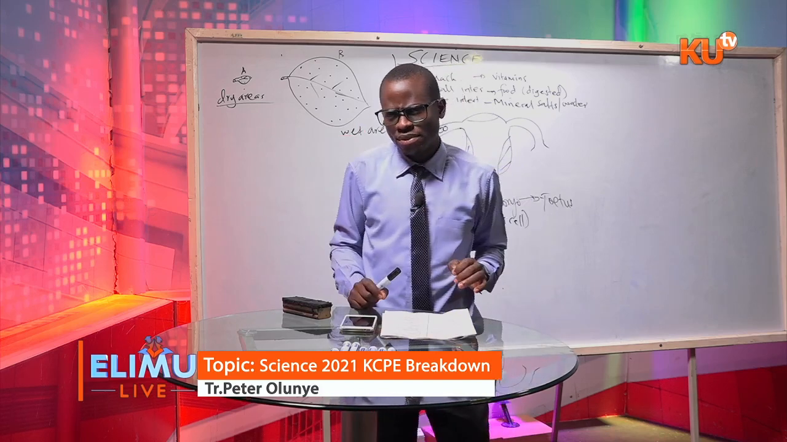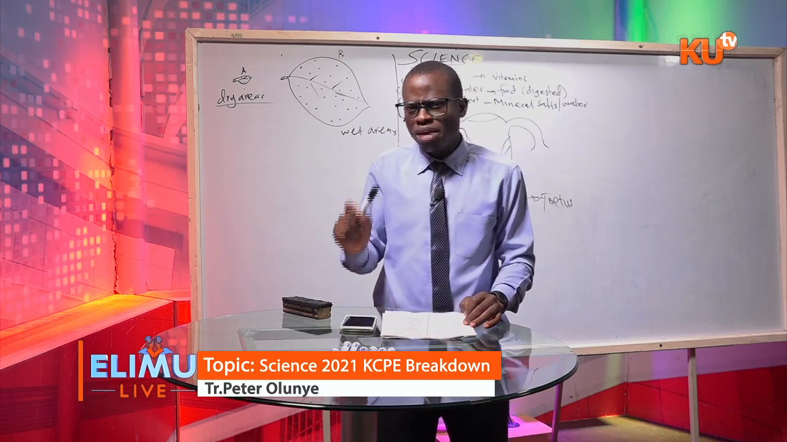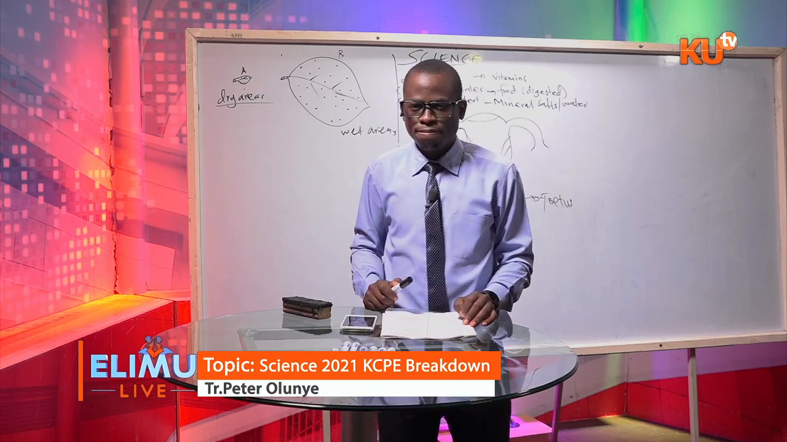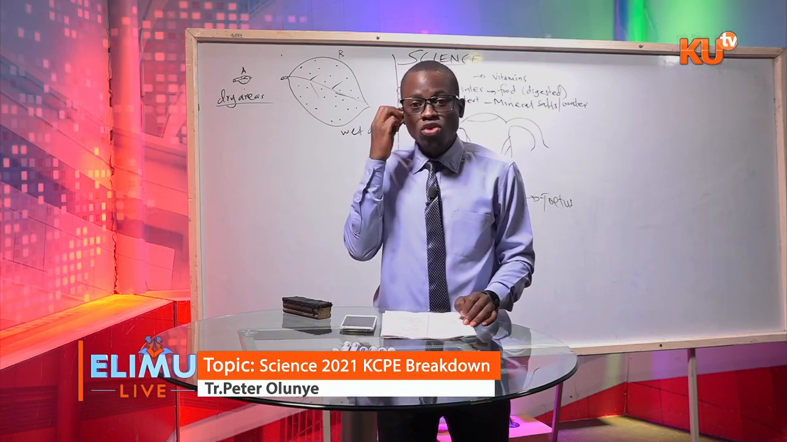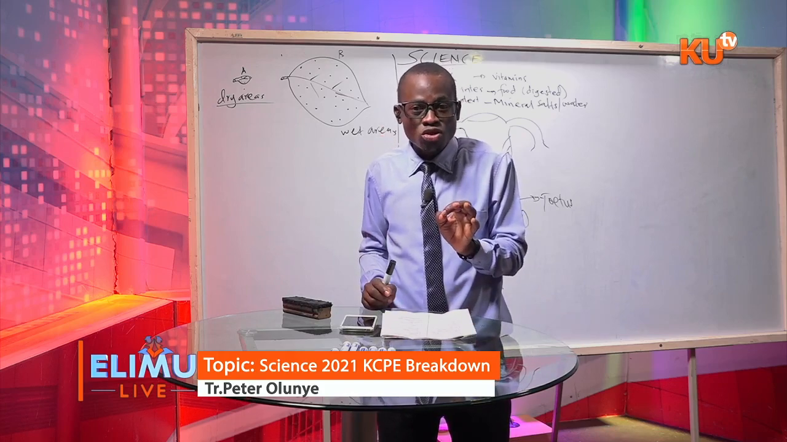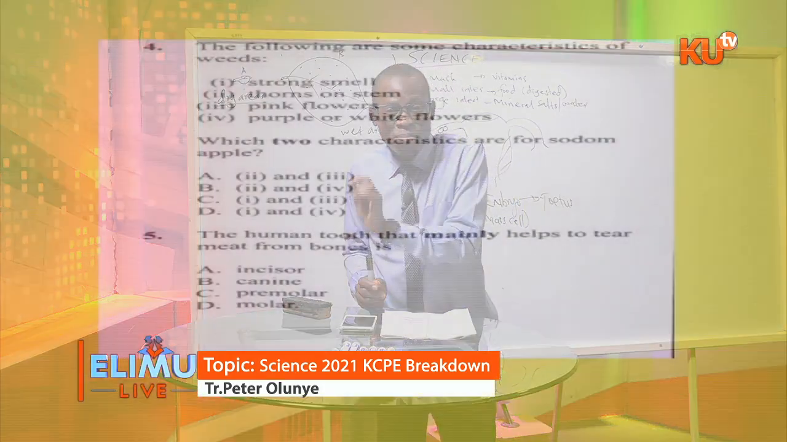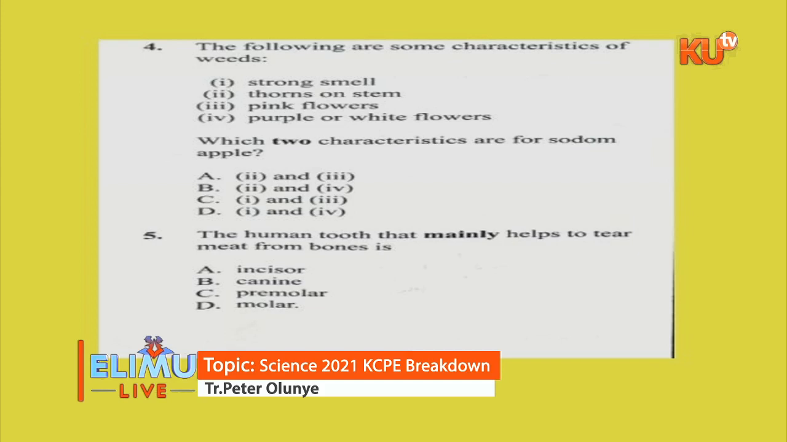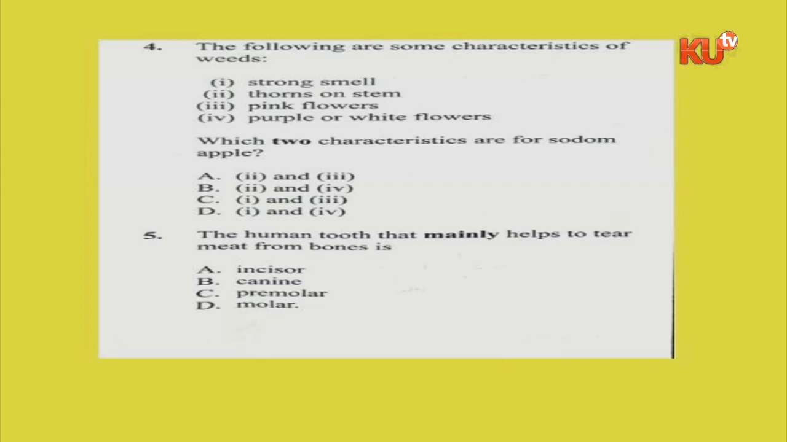Strong smells. Now, boys and girls, is strong smell for Sodom apple? No. Remember we talked about strong smell becoming a characteristic for the Mexican marigold. So Roman one, strong smell, is a characteristic for a Mexican marigold. Thorns on the stems.